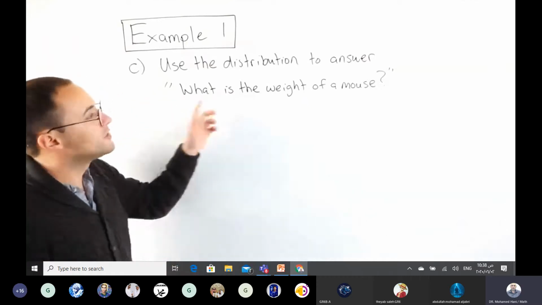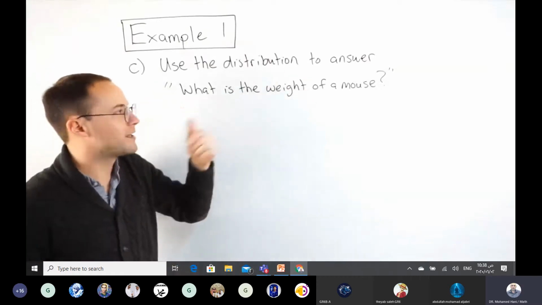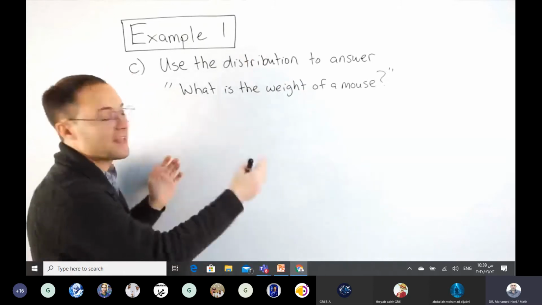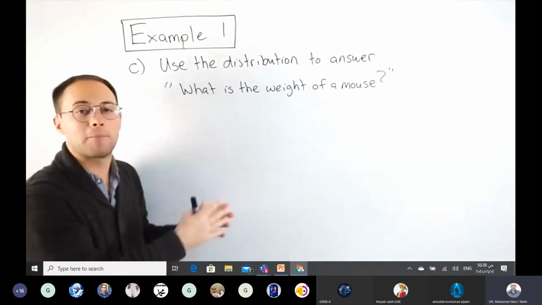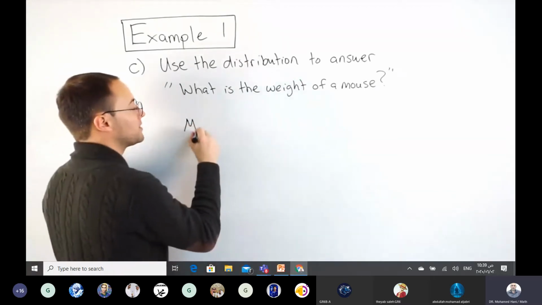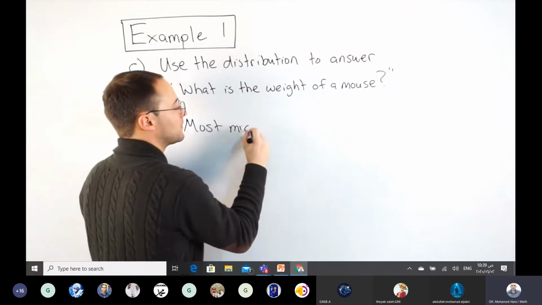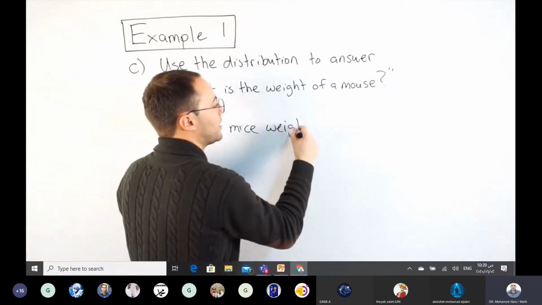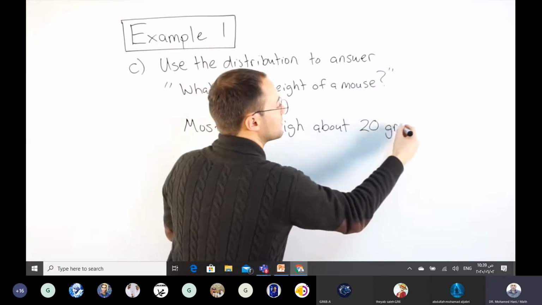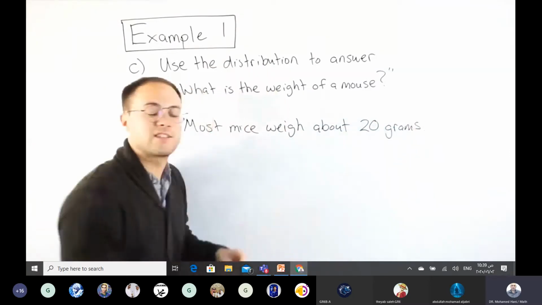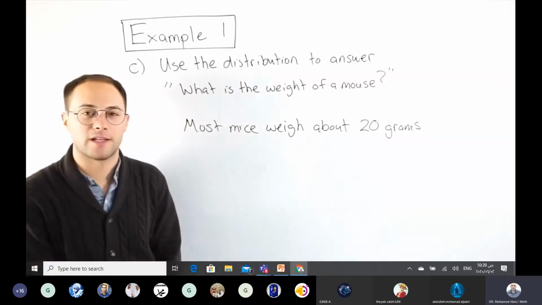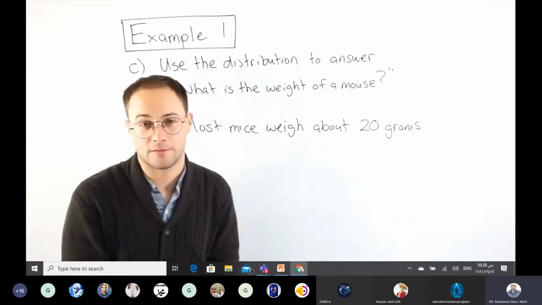Okay, and finally, part C, use a distribution to answer what is the weight of a mouse, our original statistical question. Well, looking at our dot plot and seeing those clusters and the peaks, we can say that most mice weigh about 20 grams, right? Our cluster was around 20, our peak was at 20, so that's how we would answer that question. Here's one to try on your own.